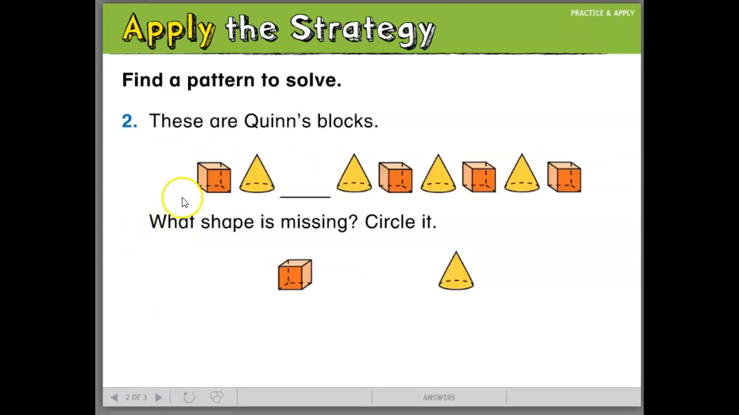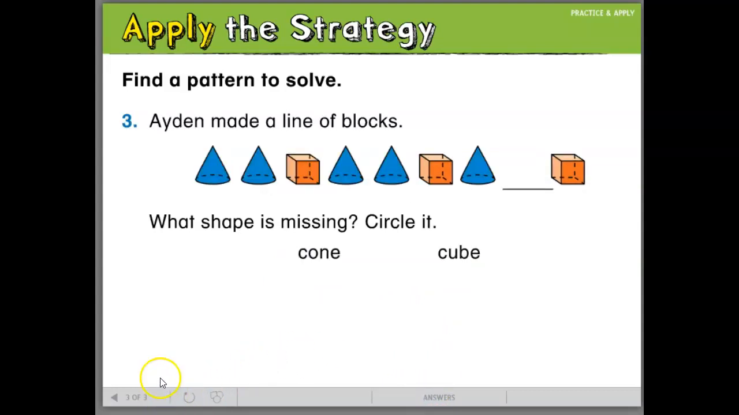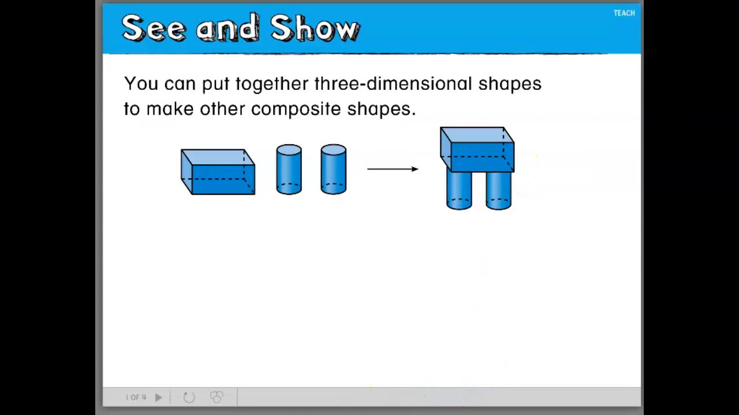Let's try it for this one. So we have cube, cone, blank, cone, cube, cone, cube, cone, cube. So which shape is missing here? Would it be another cube or a cone? It would be the cube. This last one, it says Aiden made a line of blocks. What shape is missing? So we have cone, cone, cube, cone, cone, cube, cone. Should be another cone.